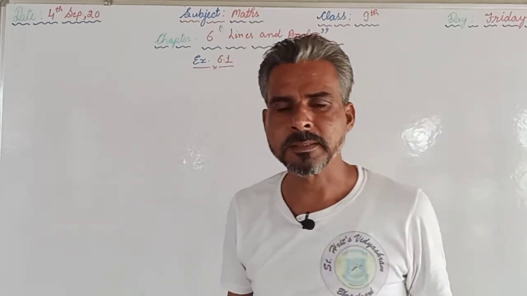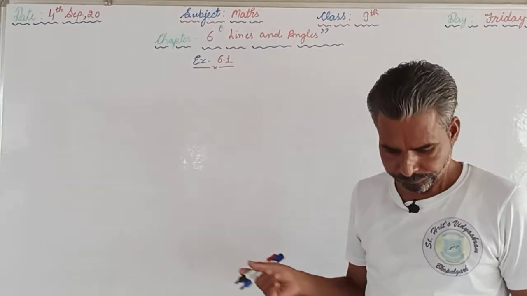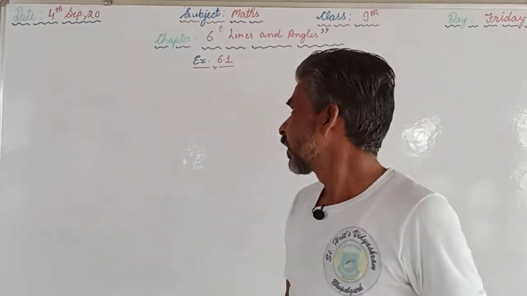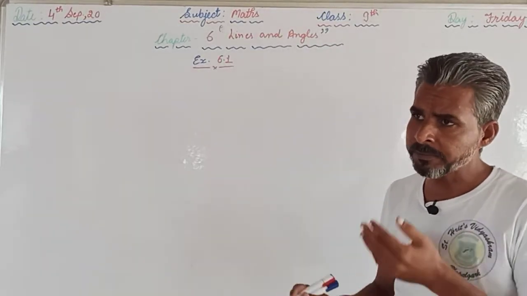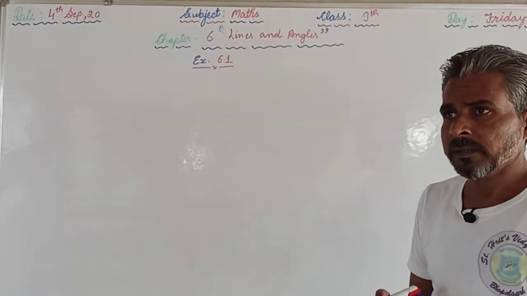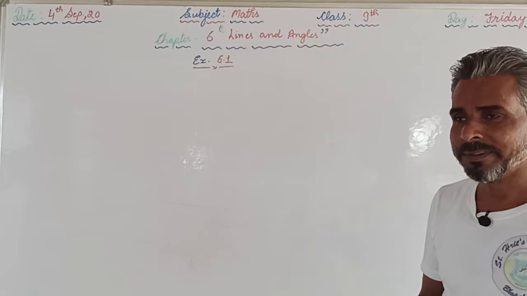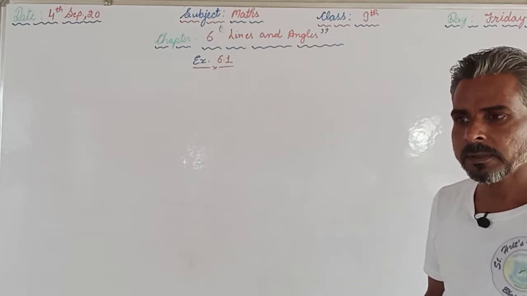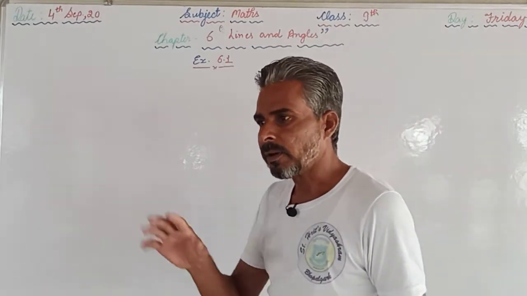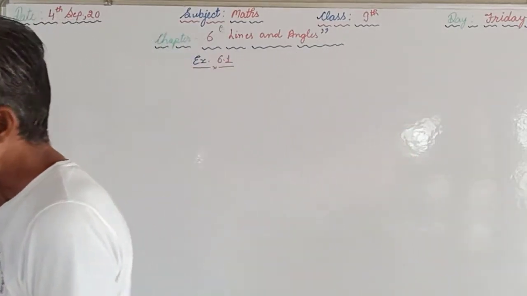This video is for class 9th and the subject is maths, and we are supposed to start chapter number 6, and the name of the chapter is lines and angles. As yesterday we have discussed some of the terms and some of the relations between the angles which we are supposed to use while solving the questions given in this chapter. So we will start with question number 1.